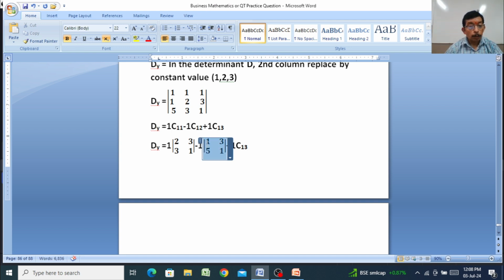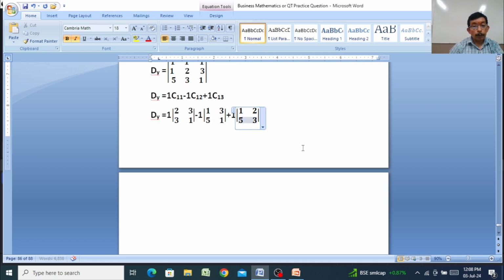Now C13 is the determinant of 2 by 2 order obtained by eliminating the first row, third column element. Then 1, 5, 2, 3. It is clear. This is the value of the determinant of Dy. Now simplify in the next step.